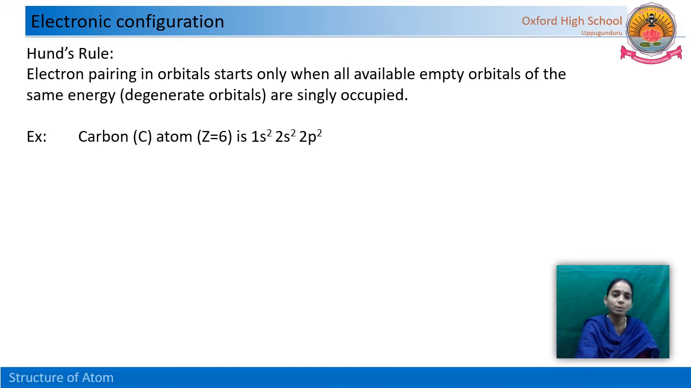Carbon atom, atomic number Z is equal to 6. That means it consists of 6 electrons. So the electronic configuration is 1s2, 2s2, 2p2. We know that one. But here, what does Hund's rule tell us? How to fill the orbitals. Let us see it in a representation here.